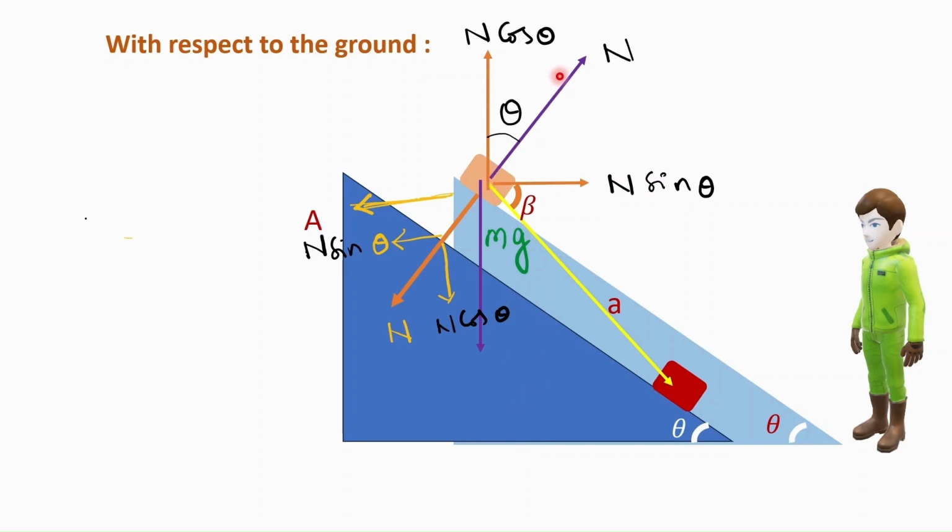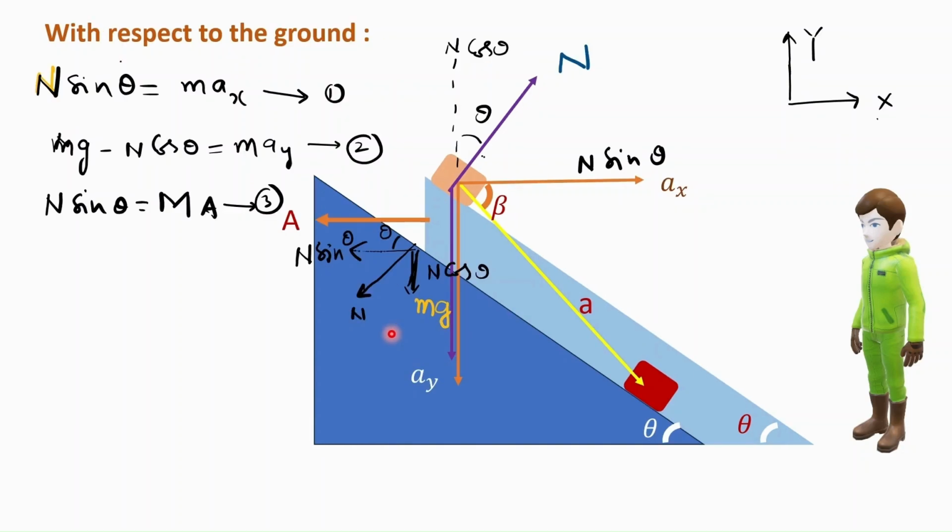Now the normal reaction acting on this wedge is divided into two components. One is the vertical component, that is n cos theta, and the horizontal component, that is n sin theta. This normal reaction acting on the wedge is opposite to this, therefore these two components are also opposite to these two components. Therefore it is n sin theta, here is also n sin theta. It is n cos theta, it is also n cos theta. Now we can write the force equations for this block as well as for this wedge. This is the reference system that we have taken.